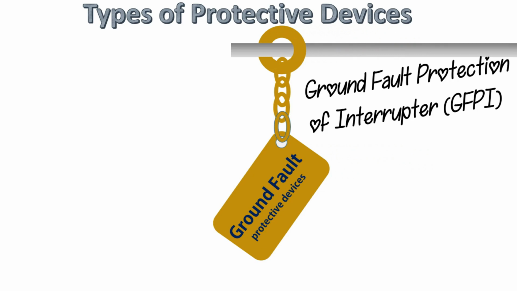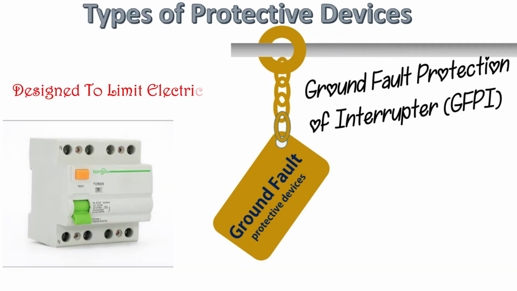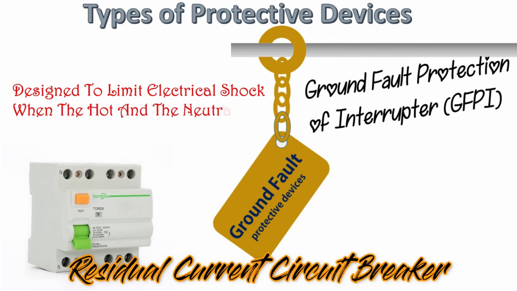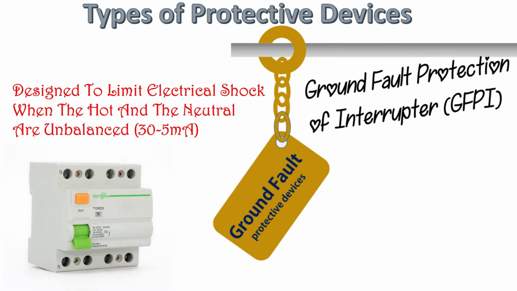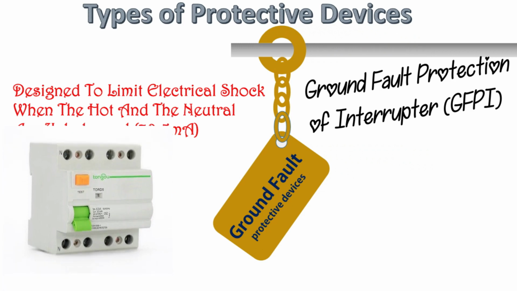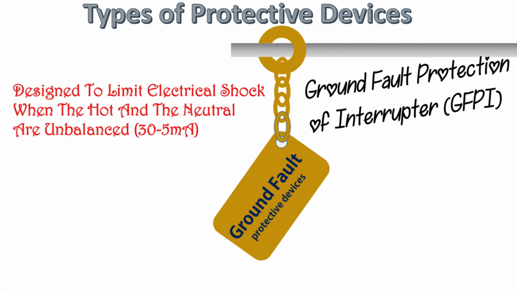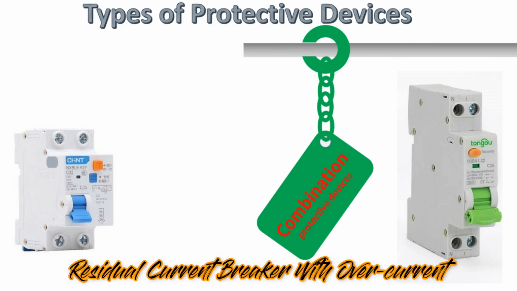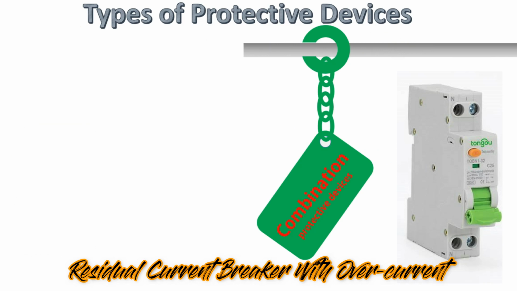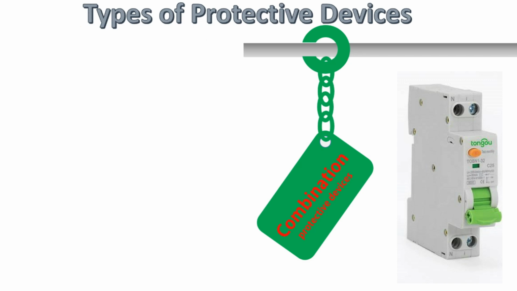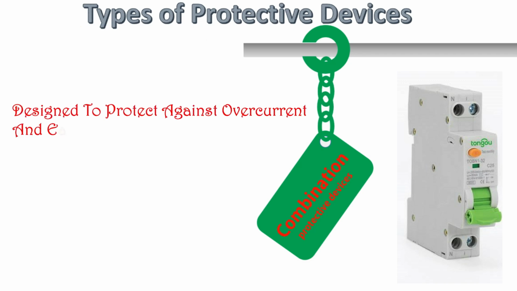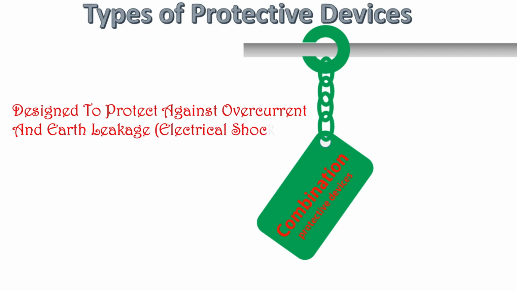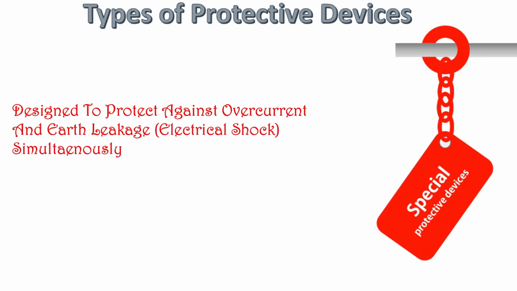The GFPI, on the other hand, are designed to limit electrical shock when the hot and the neutral are out of balance. They are thus used to operate up to 5 mA. The combination protective devices include the RCBO, designed to be a combination of the miniature circuit breaker and the RCCB. The combination protective devices thus protect against overcurrent and earth leakage simultaneously.